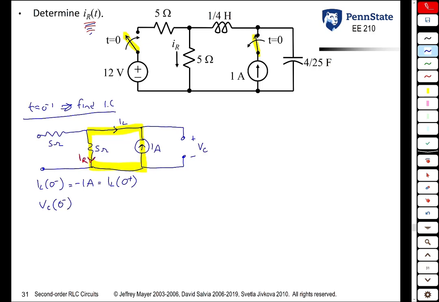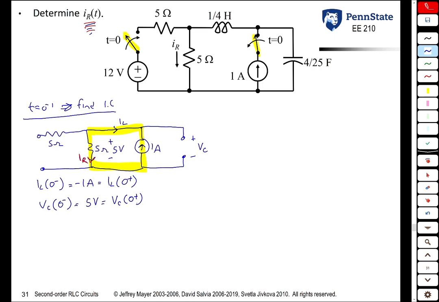VC of 0 minus, from Ohm's law, the voltage across the capacitor is the same as the voltage across a 1 amp source, is the same as the voltage across a 5 ohm resistor. Since you have 1 amp going through the 5 ohm resistor from top to bottom, you have 5 volts across that. So VC of 0 minus is 5 volts, which is also VC of 0 plus.